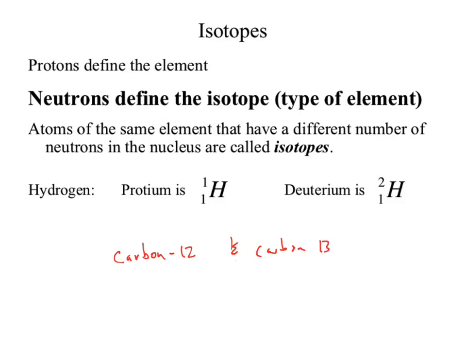When we look at the periodic table, the average mass, that's what's reported on the periodic table, is not just 12, it's 12.01. That number is closer to what? 12 or 13? 12. Okay, because it's closer to 12, we would expect carbon 12 to be the higher in abundance.